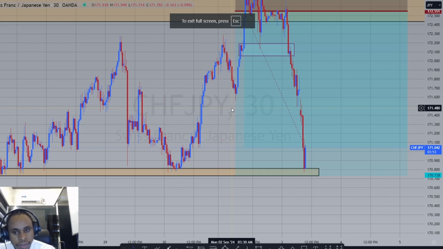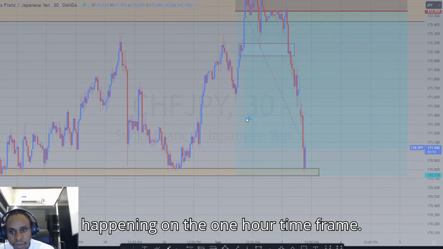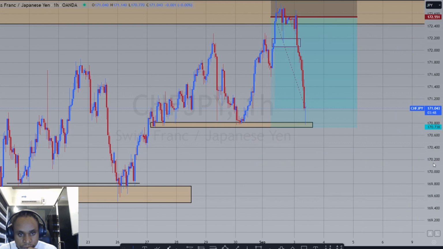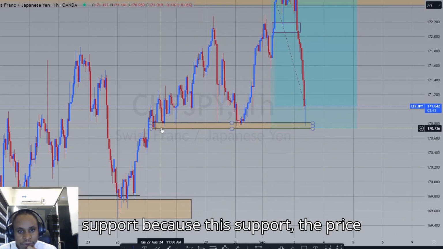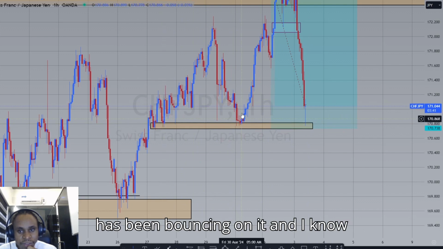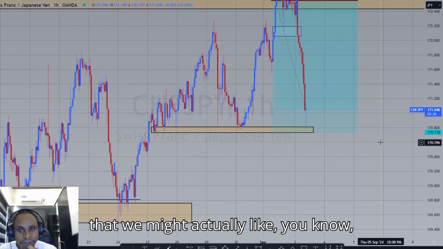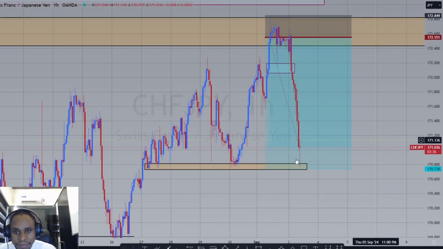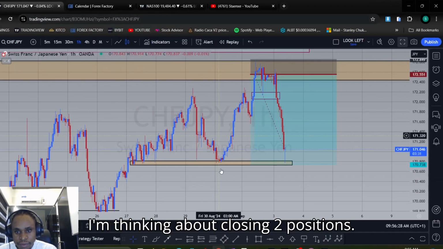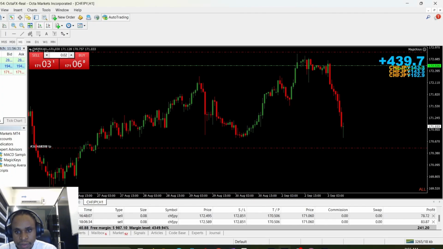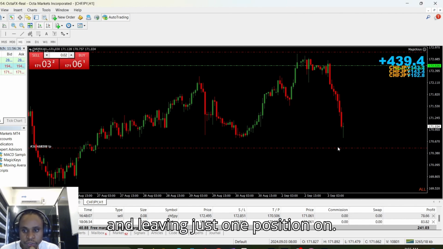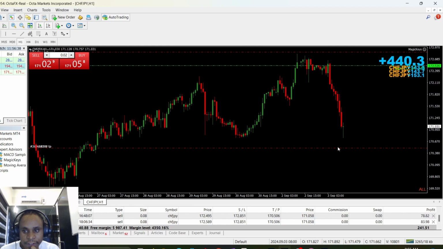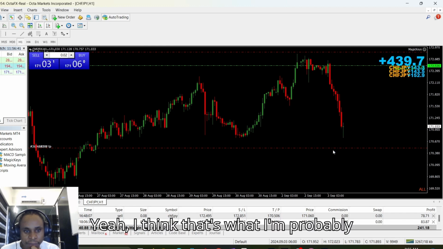just one position. Let's see what's happening on the 1 hour. I know that we might actually break this support, because the price has been bouncing on it, but I'm thinking about closing two positions and leaving just one position on. Yeah, I think that's what I'm probably going to do.